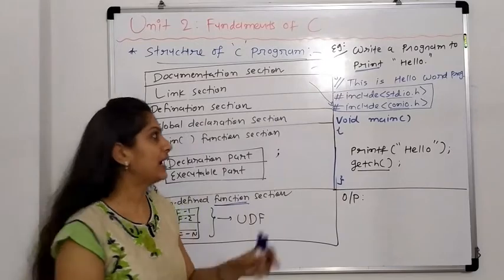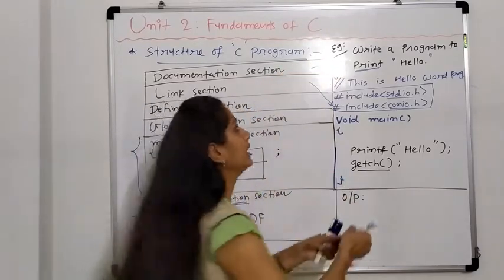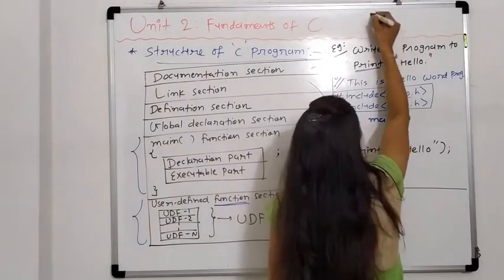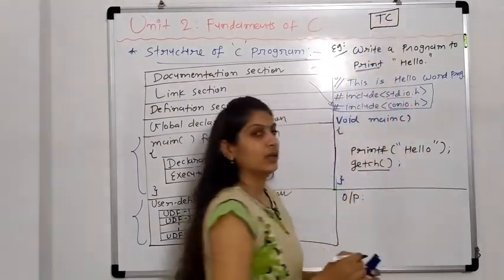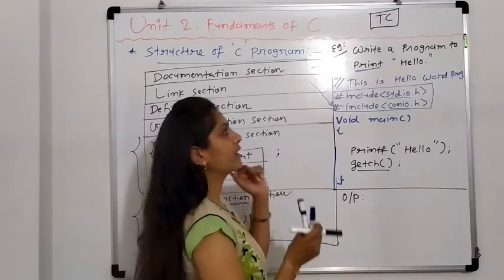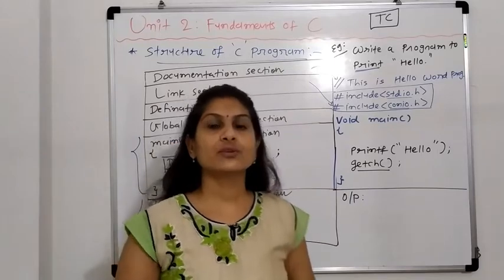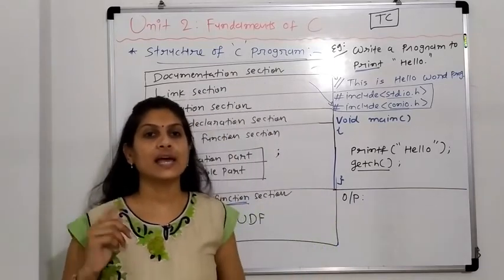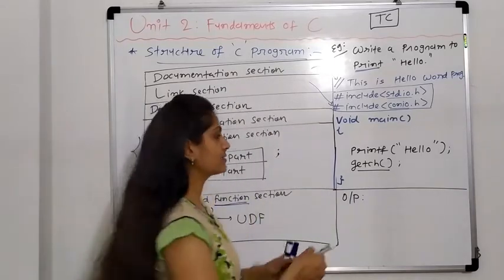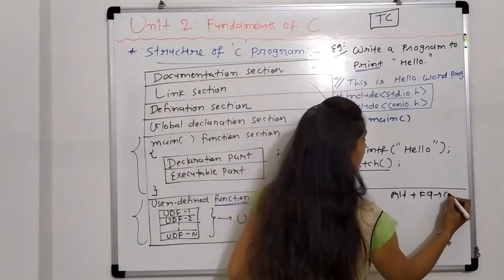First you have to write this code. This code you have to write in Turbo C software. In the TC software, you have to write on the blue screen, that is our editor. You have to type this code. After that you have to press Alt F9. You have to press Alt F9. That is called compile.